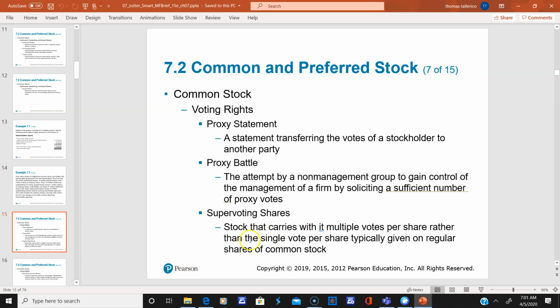All right, so this is what happens in a lot of companies, like in Google. There's super voting shares, and a lot of the inside owners have multiple votes per share, rather than a single share. So that's why your votes a lot of times don't really count when you're voting on stock and you think you've got some say in the company. So this is an important consideration. Okay, voting sometimes isn't really what it sounds like.